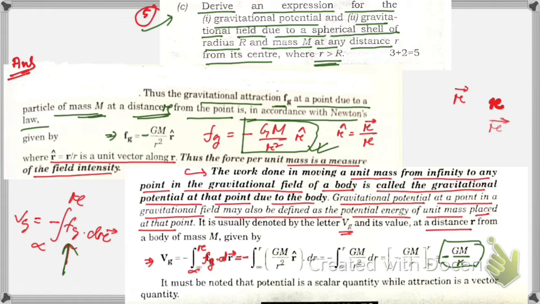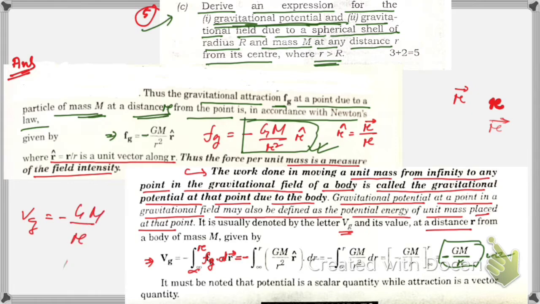This is the expression for gravitational potential, the required expression that we finally got after simplification and integration. What we have got is Vg is equal to minus capital G capital M by r. Hope you have understood this.